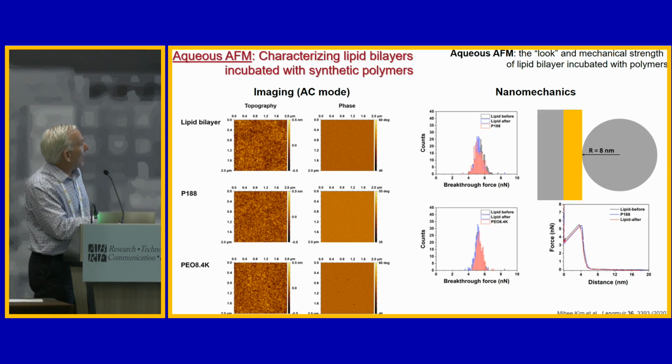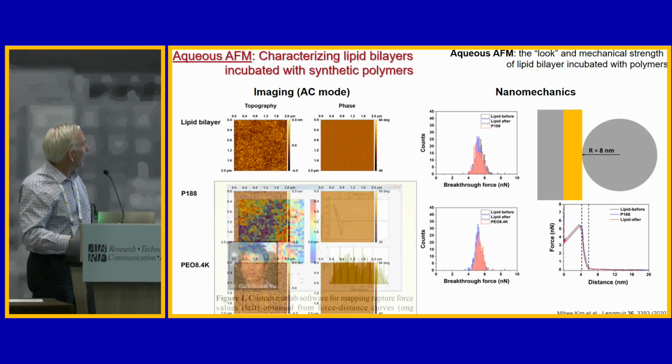But the distribution of values was pretty much the same, whether it was just plain lipid or a lipid after it had been sort of incubated with these other polymers. So that corroborated the neutron scattering bit as well.